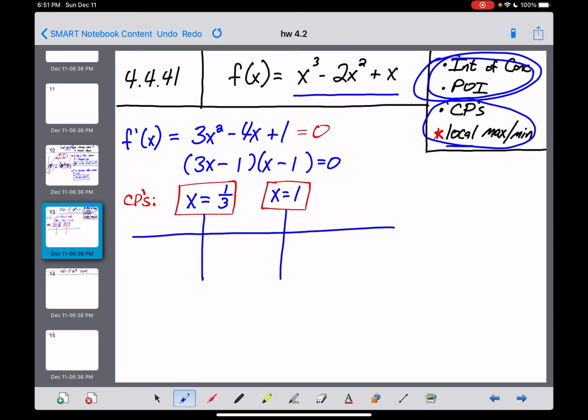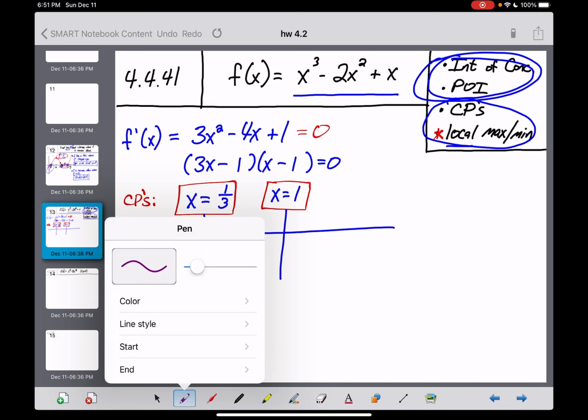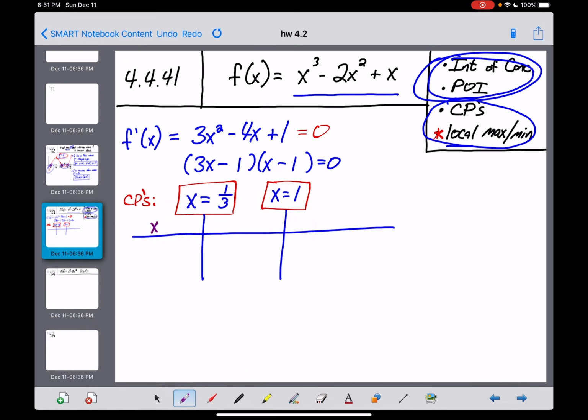Okay, time to choose some test values, everybody. I'm going to switch to purple right here. Less than 1/3, I'm going to go with x equals 0. In between the two, that's not a whole lot of fun. It actually might be easier, would it? I'll just go with x equals 1/2. Don't overthink it. And then bigger than 1, I'm going to go with x equals 2.